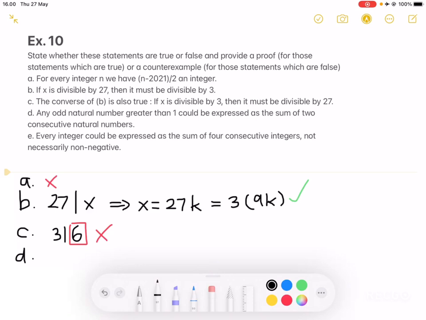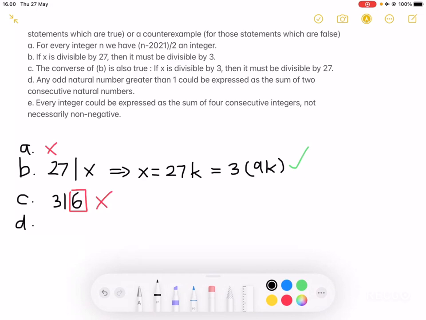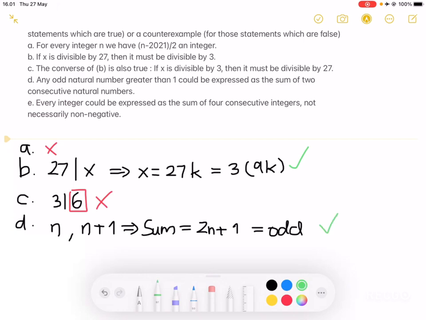For part D, any odd natural number greater than 1 can be expressed as the sum of two consecutive natural numbers. Let's say the smallest number being summed to make an odd natural number is n. Therefore, its consecutive natural number, or its partner, will be n plus 1. Its sum will be n plus n plus 1, or simply 2n plus 1. Now notice that this is the expression of an odd number, so this statement is proven to be true.